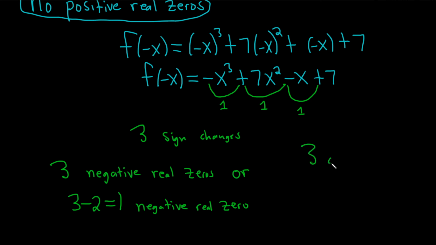So the answer is 3 or 1 negative real zeros. Really cool stuff.